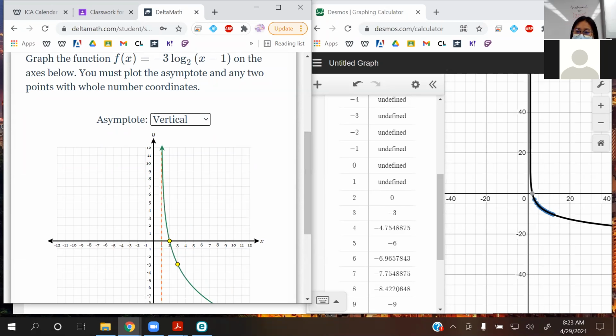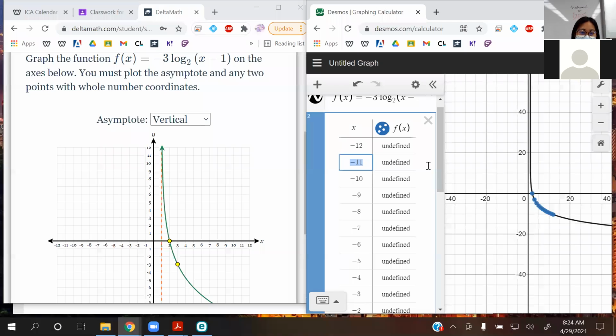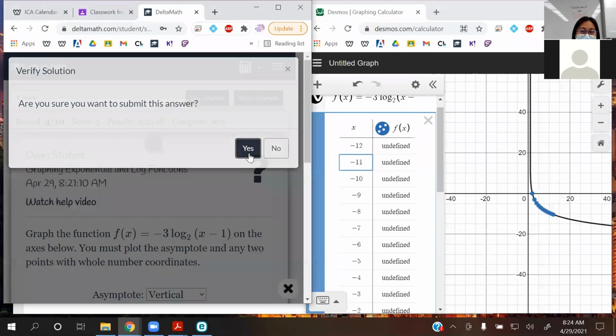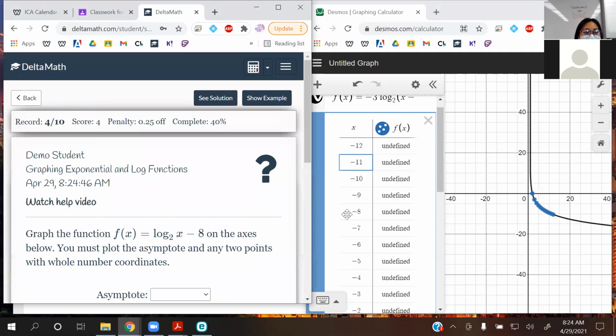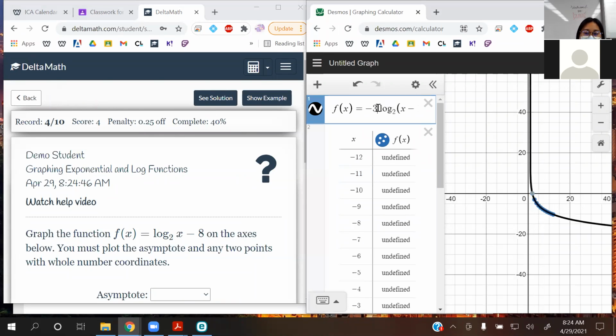Any questions for this one? All right, so let's submit this one. Let's do some more examples, hopefully some logs. Yay, another log. Okay, so we have log base 2 of x minus 8, not in parentheses, so I'm going to do that.